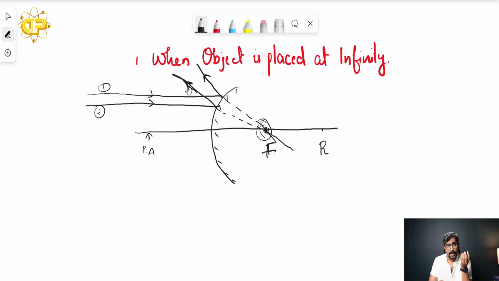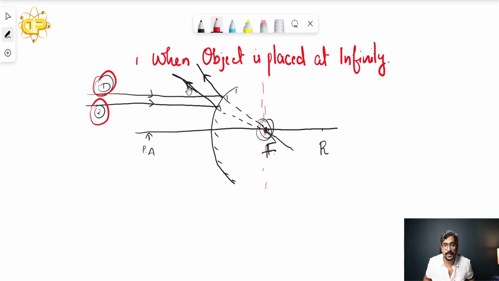Here virtually they are meeting at which point? Principal focus. If these light rays 1 and 2 are coming in such a fashion that they are not parallel to the principal axis, the image will be formed somewhere at this particular focal plane. We call it a focal plane. A plane consisting of the focus is known as what? Focal plane. So keep all those things in your mind.